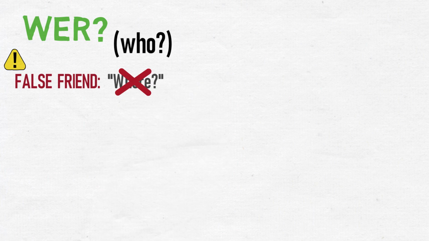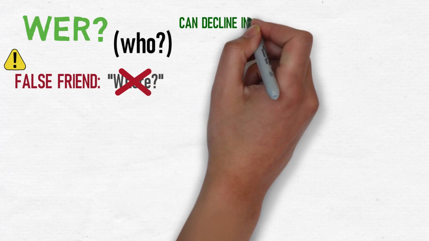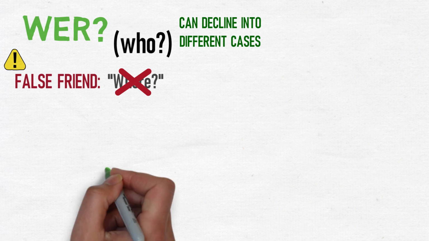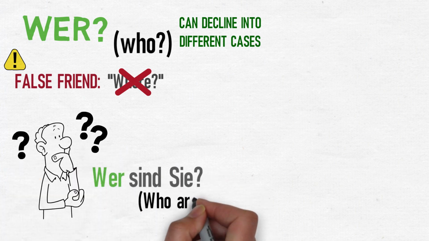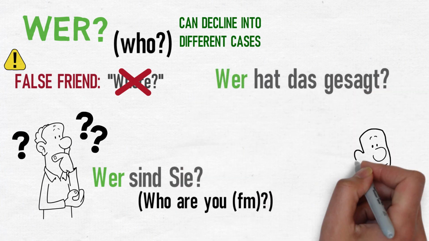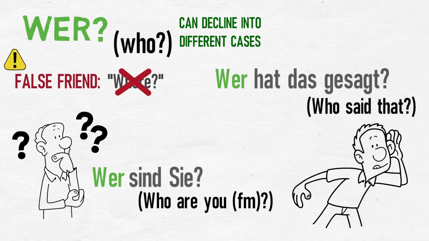Wer is also a slightly more complex question word than the others we've discussed, and this is because it declines into different cases. If you want to know more about the accusative and dative case forms of wer, keep an eye out for my Advanced Question Words video, which will be arriving into the Advanced Vocabulary playlist very soon. The word wer is used as follows. Wer sind Sie? Who are you in a formal sense? Wer hat das gesagt? Who said that?